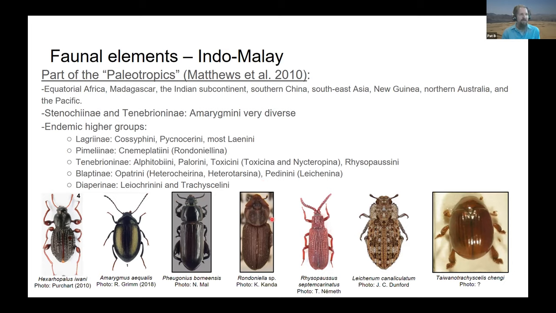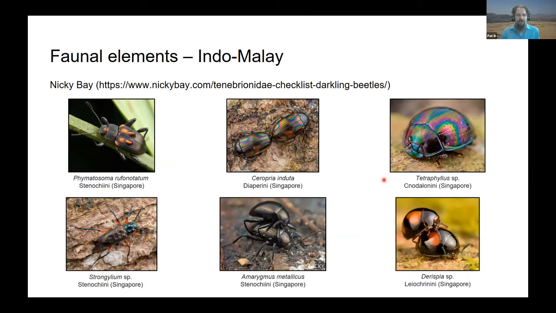And this is a really fancy one, with you can see the extensions on the head and the anterior portion of the pronotum. Rhysopaussus is really interesting as well. And Trachyscelis, they occur in sand usually, and they're diggers, so they have modified legs, as we've heard before. And I wanted to show some diversity in shapes and color and form.